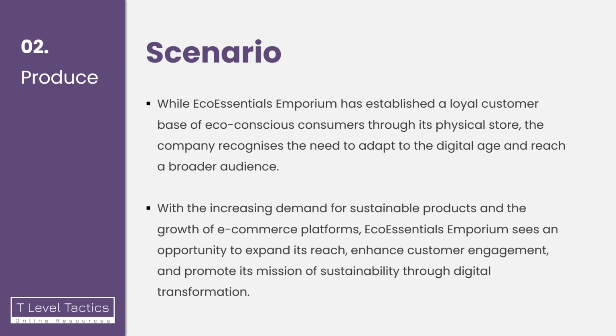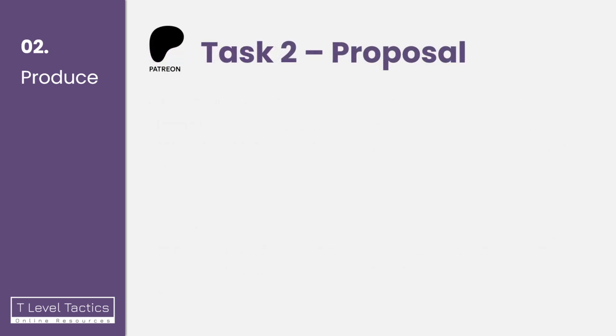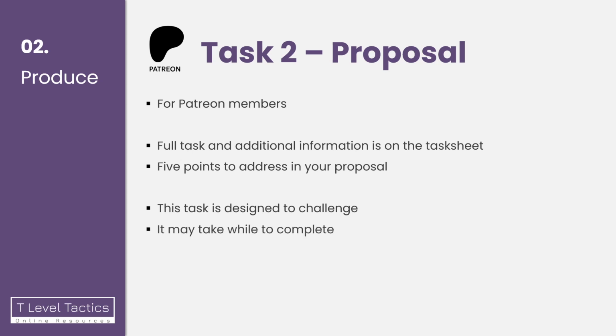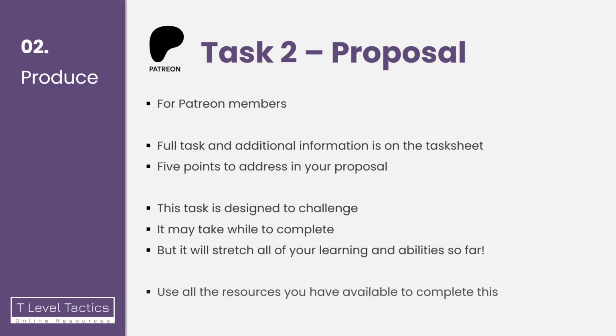Now, that should be enough for you to get an idea of what things you might want to do for Eco Essentials Emporium. But if you're a Patreon member, then on your task sheet, there's more of a structure there with more information, and there are 5 key points that you could address in your proposal. Now, this task is designed to be a challenge, and it's going to take a while to complete, but it will stretch all of your learning and abilities so far. So use all the resources you have available to complete this. Use the previous videos, use the internet, use whatever books on hand that you've got, and really have a good go at creating a digital transformation strategy.